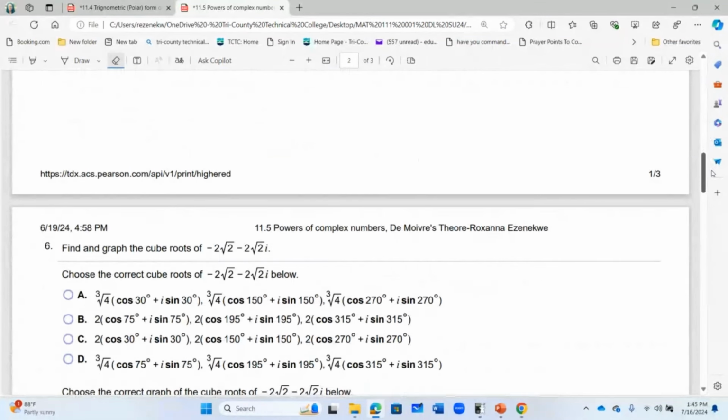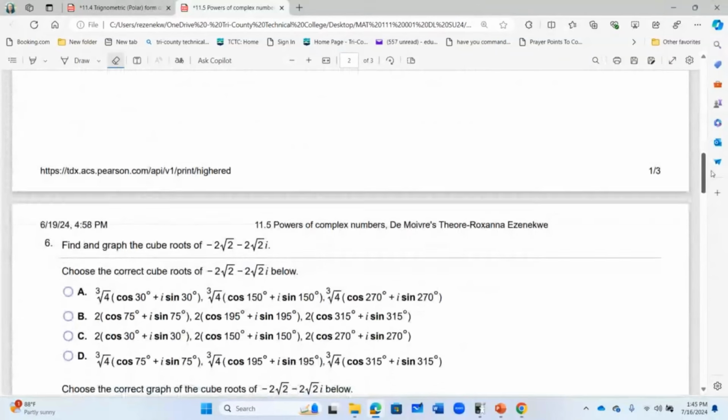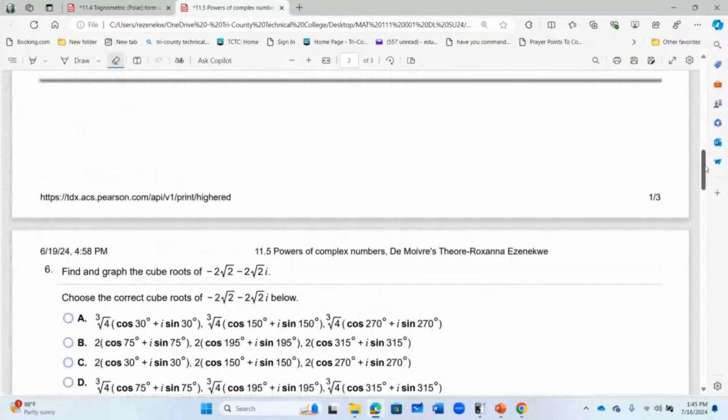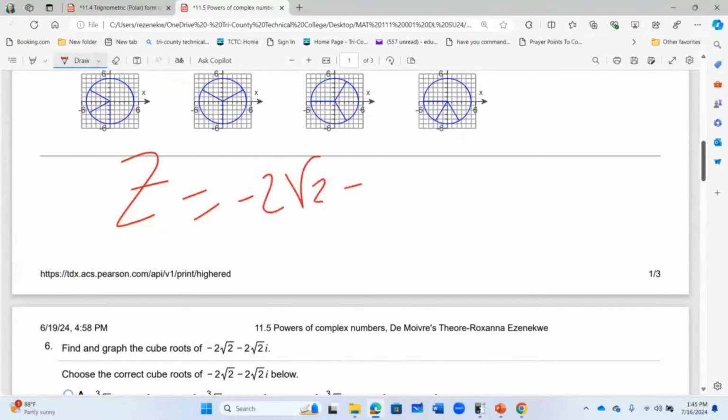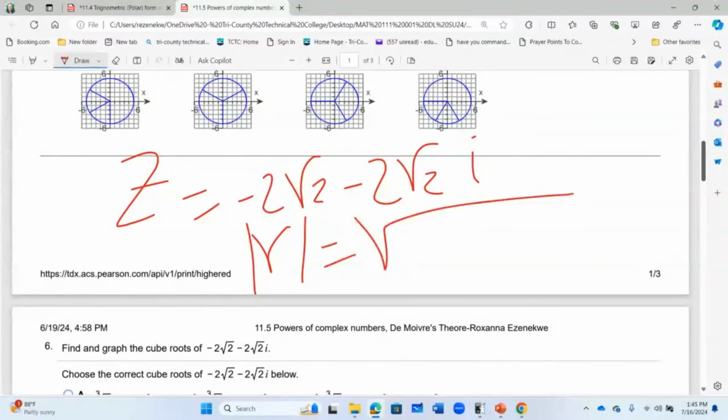So find the graph of the cube root. First of all, you want to convert the function given to us. So we have z equal to negative 2 root 2 minus 2 root 2 i. The first thing I want to find out is the modulus. So the modulus is equal to the square root of the real part, negative 2 root 2 squared, plus negative 2 root 2 squared.